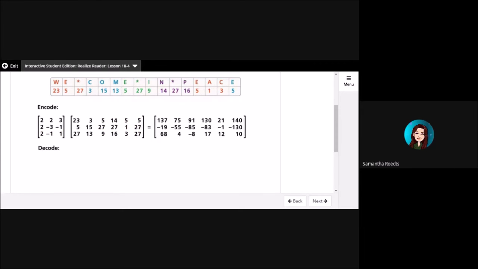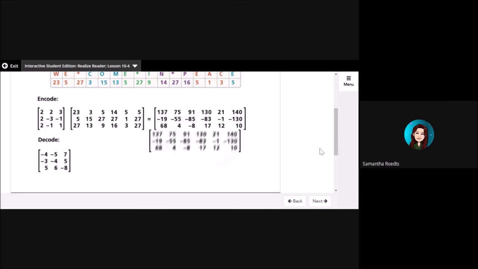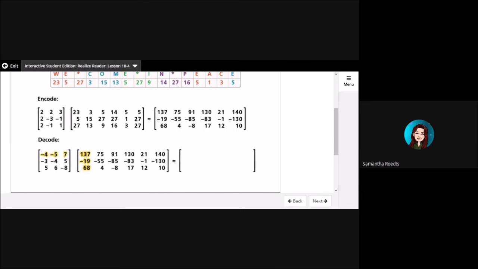Just as A encodes the message, the inverse of A can be used to decode the message. Multiply A inverse by the encoded matrix. The product is the original matrix. The inverse of A decoded the message.